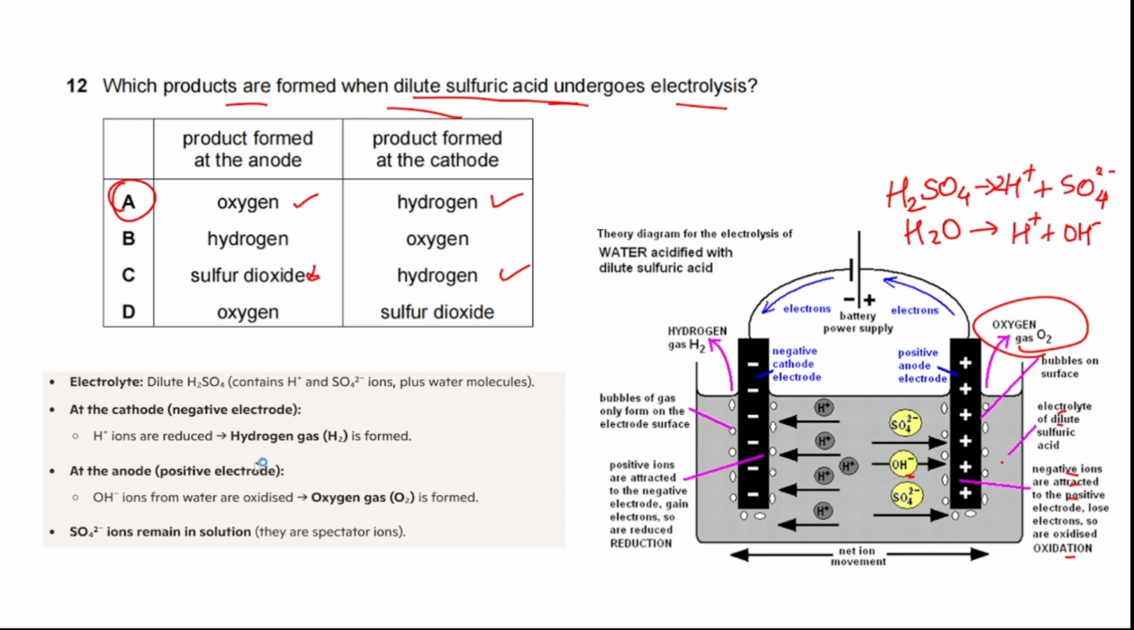So here this is what happens. Hydrogen is produced in the cathode, and OH minus is oxidized to give you O2, the oxygen gas, and SO4 2 minus will remain in the solution as they are the spectator ions.